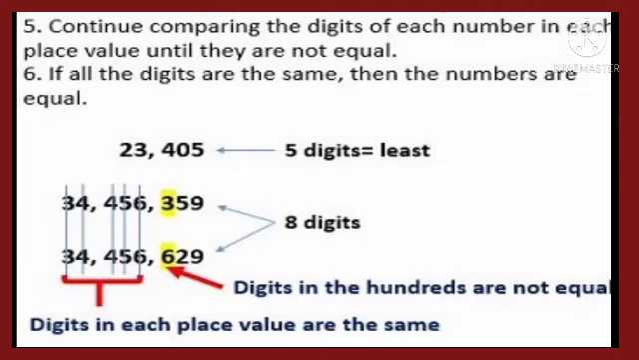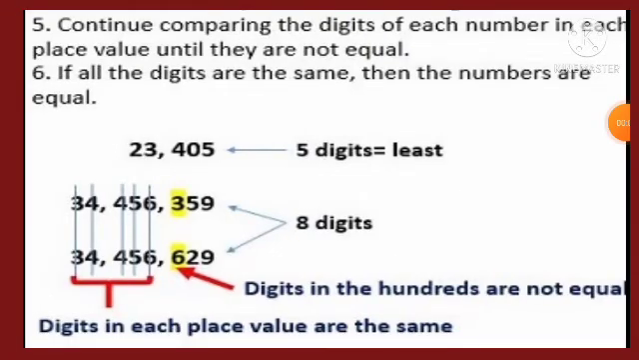But see the hundreds digit. Digits in the hundreds are not equal. Here, 6 is greater than 3. Therefore, the second 8-digit number is greater than the first number.